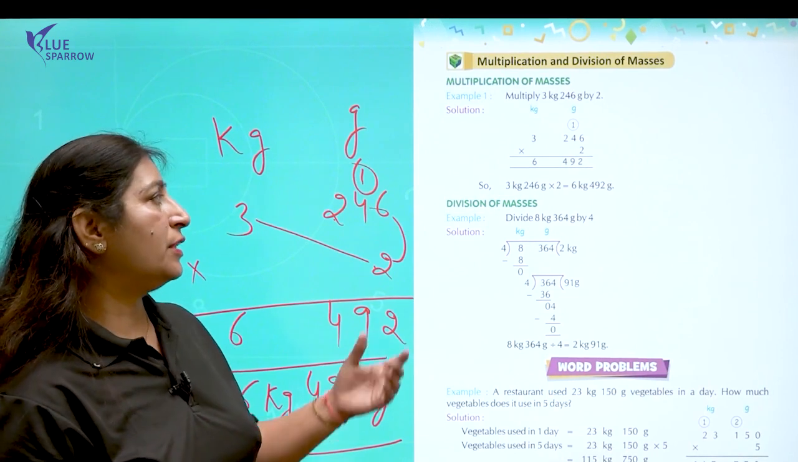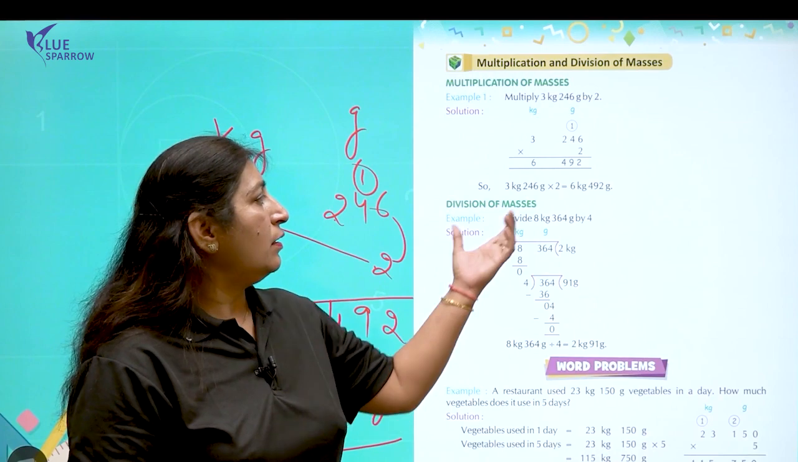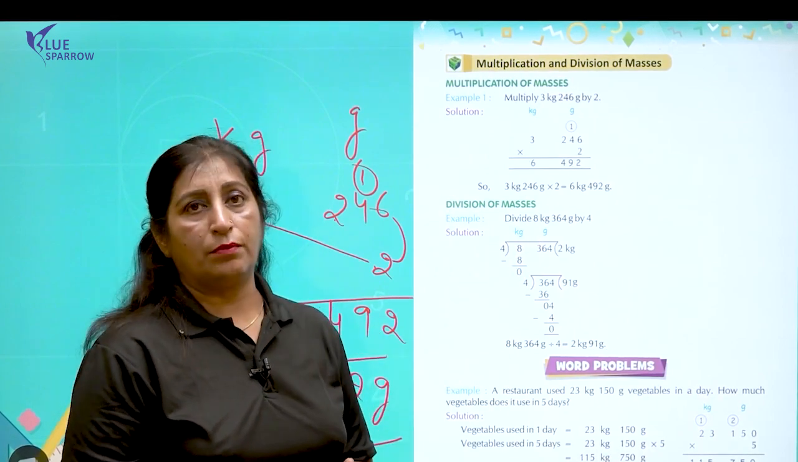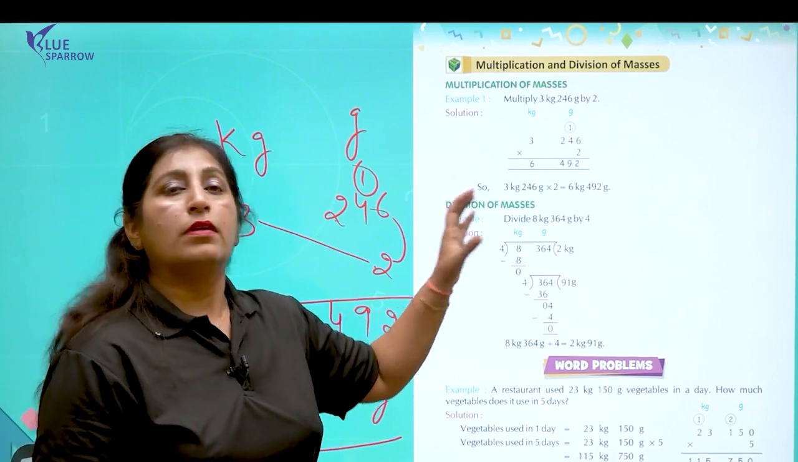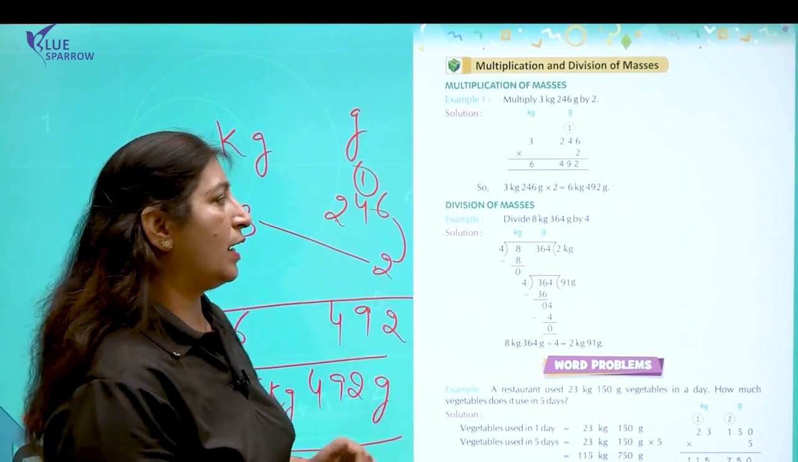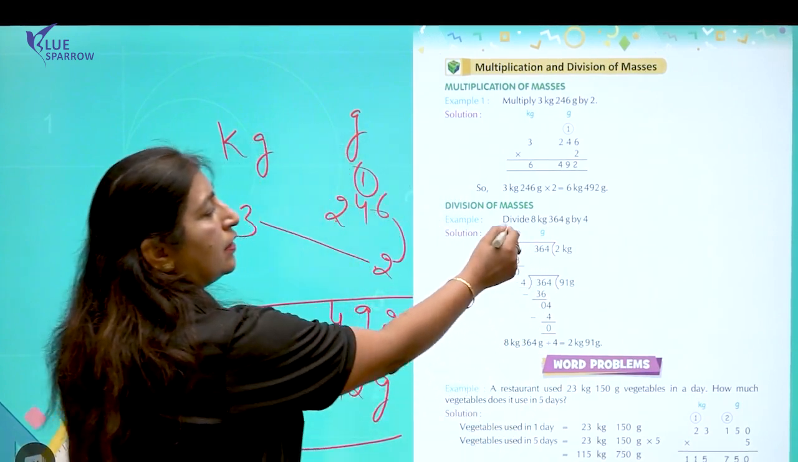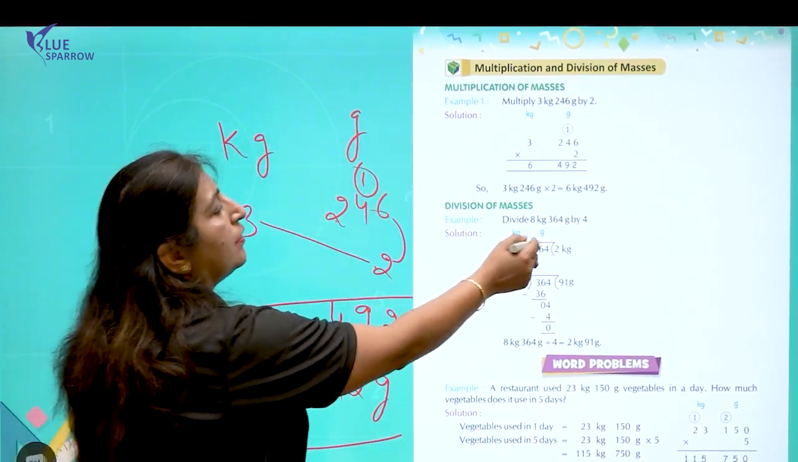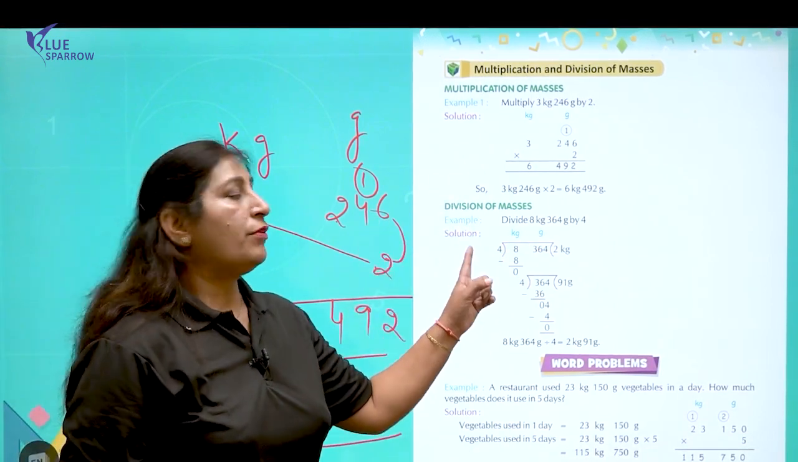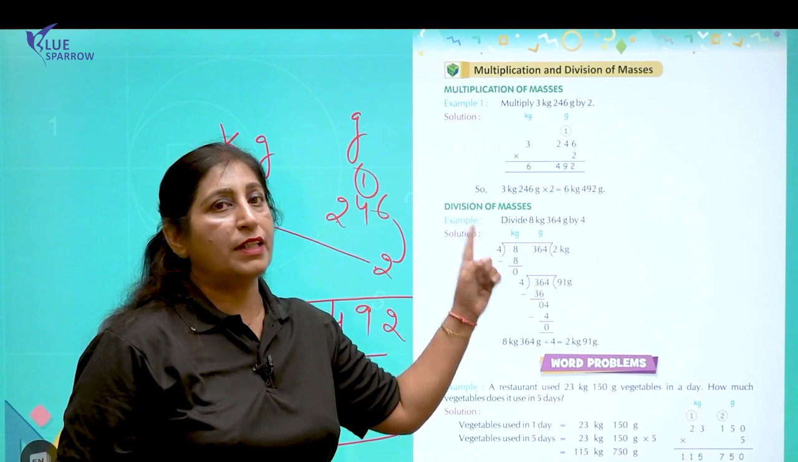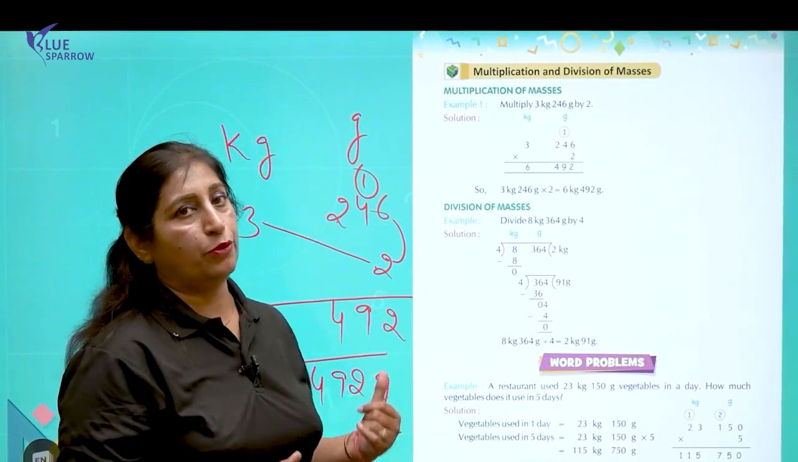Now we would perform the division of masses. In example number 1, you are asked to divide 8 kilogram 364 gram by 4. Again, make the two columns, kilogram and gram. Here 8 is written under the kilogram and 364 is written in the gram column. Now we would perform the division of this mass by 4. Firstly, we would divide kilograms by 4.